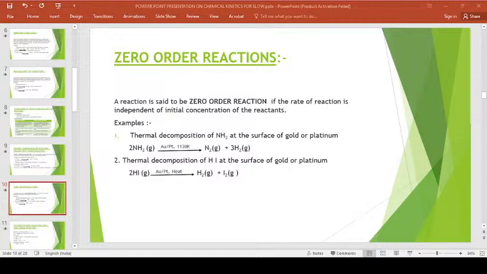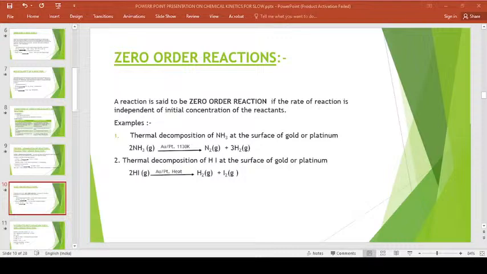If we plot a graph between concentration of R along the y-axis and T along the x-axis, we shall get a straight line with a slope equal to minus K, that is K equal to minus slope, and an intercept equal to R naught. So this figure shows the variation of concentration versus time for a zero order reaction.